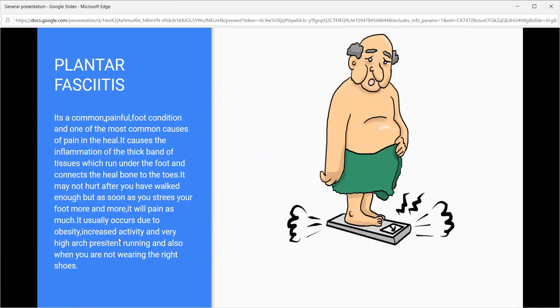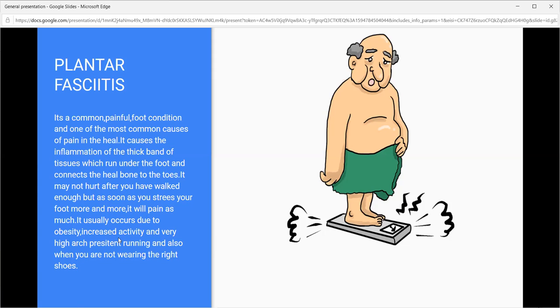Plantar fasciitis, the fifth kind of injury. It's a common painful foot condition and one of the most common causes of pain in the heel. The heel is basically the palm of the foot. It causes inflammation of the thick band of tissue which runs under the foot and connects the heel bone to the toes. It may not hurt after you have walked enough, but as you stress your foot more and more, it will hurt more.